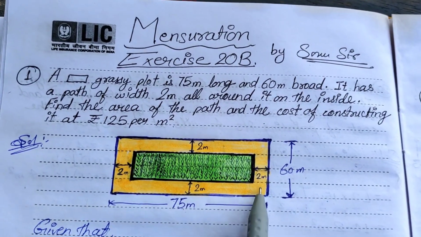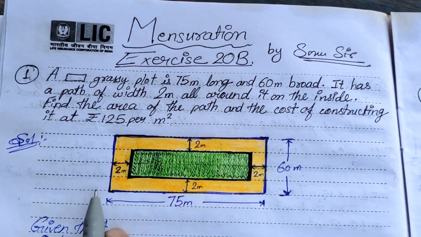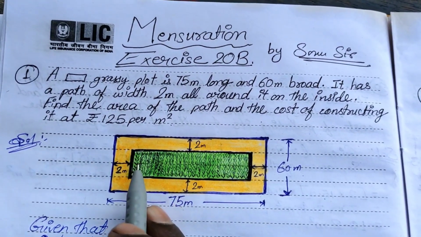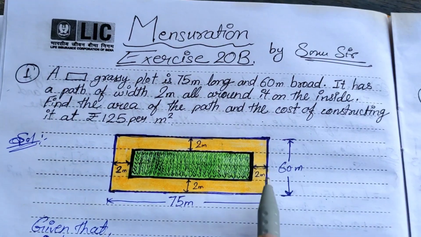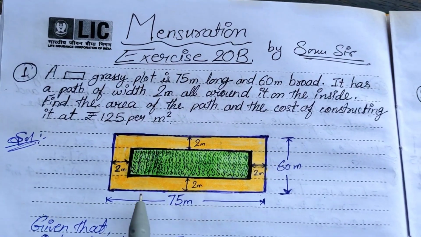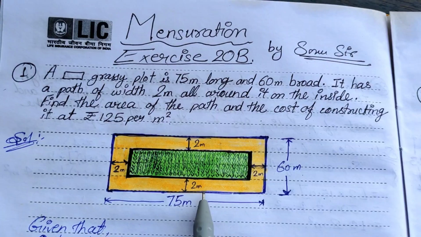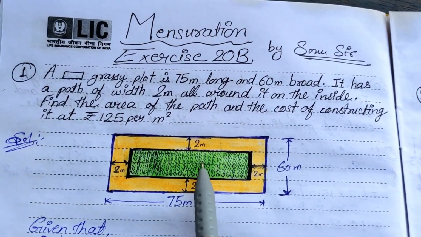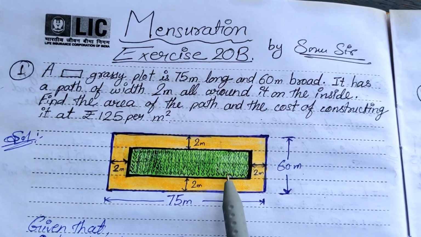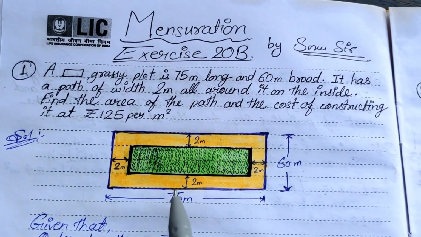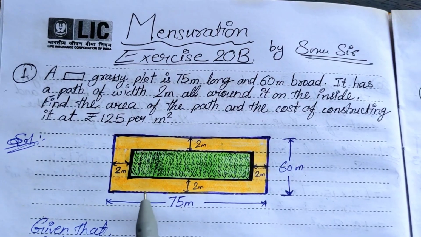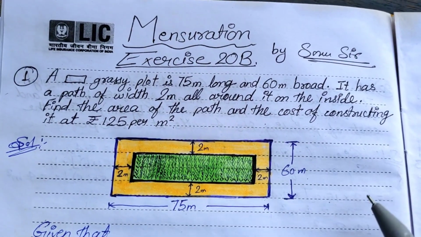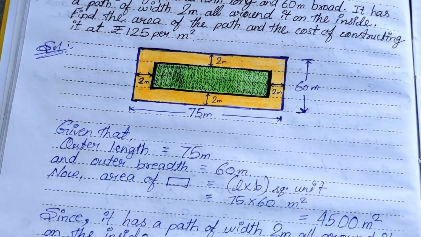So to find the area of the path, first you have to find the total area of the rectangle, then you have to find the inner area. To find the area of the path, you have to subtract the inner area from the outer area. Now after getting the area of the path, you simply multiply the rate with the area to get the cost of constructing the path. Now see the solution.